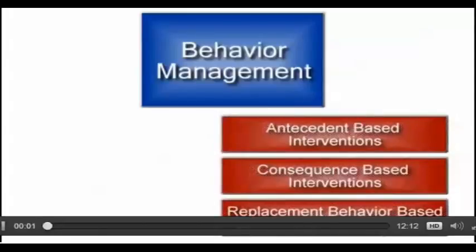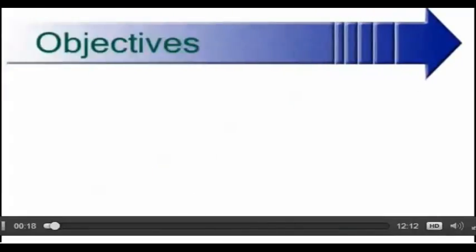In the last lesson, you learned about antecedent-based interventions and how they can be used to decrease problem behavior. This lesson will discuss the next category of intervention, consequence-based interventions. This lesson has 5 objectives.